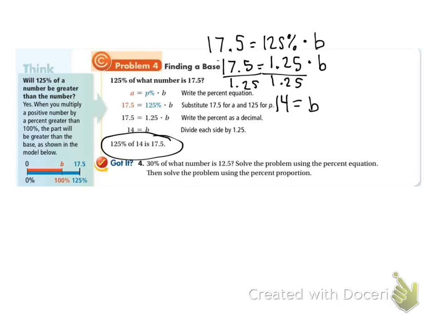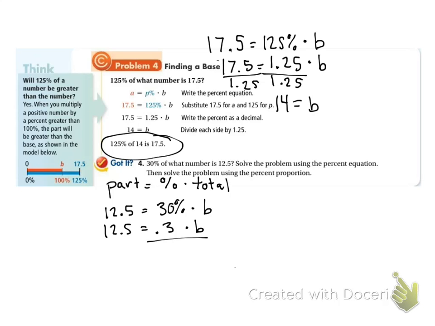Okay, let's try our own problem. 30% of what number is 12.5? So remember, I do part equals percent times total. I don't know what my total is, but I do know what my part is and what my percent is. So 12.5 is my part, because remember, of triggers the total. So I don't know what my total is. 30% times B. I can't type 30% into my calculator, so I change this to be a decimal. So it's 0.3 times B. Divide both sides by 0.3. 12.5 divided by 0.3. B is about 41.7 if I round.